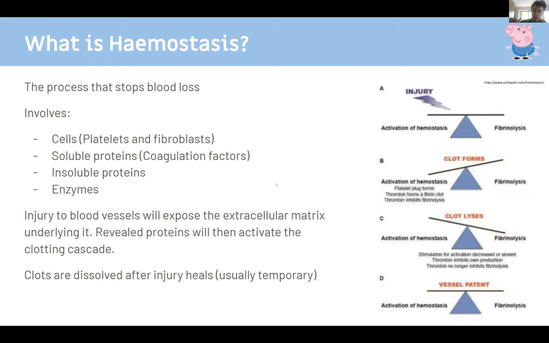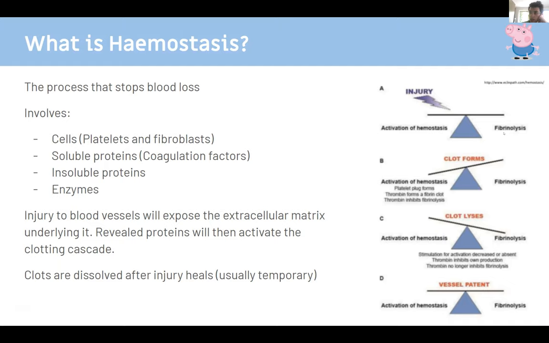Von Willebrand factors, you also have particular glycoproteins. They will be on the extracellular matrix. They shouldn't be there because normally it should be covered by epithelium. Soluble proteins will interact with it. They'll lead to a cascade. They'll lead to activation of platelets. And we'll talk about that more in a bit. And clots are dissolved after injury heals temporarily. Another reason why it's called hemostasis is it's the balance between the activation of hemostasis, which is that clotting cascade, and the destruction of the clot called fibrinolysis.